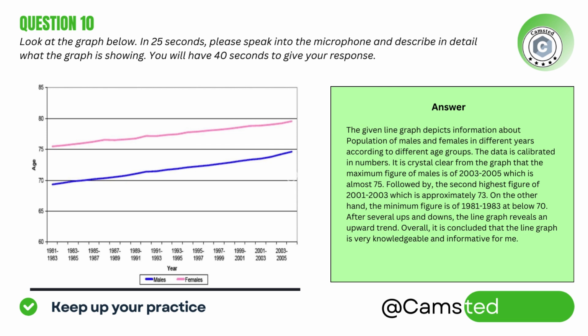It is crystal clear from the graph that the maximum figure of males is of 2003 to 2005, which is almost 75. Followed by the second highest figure of 2001 to 2003, which is approximately 73. On the other hand, the minimum figure is of 1981 to 1983 at below 70.